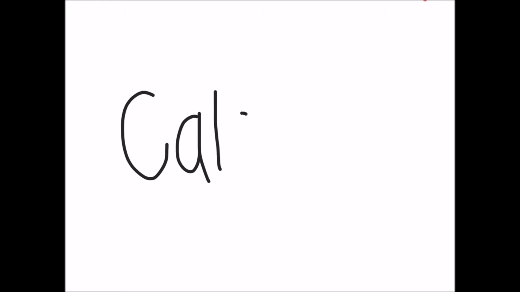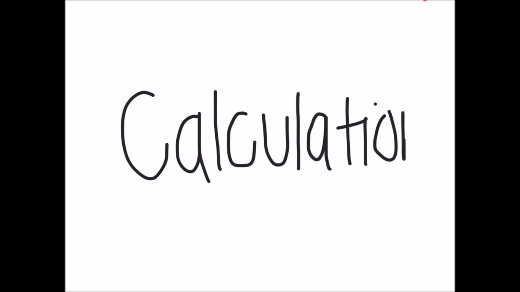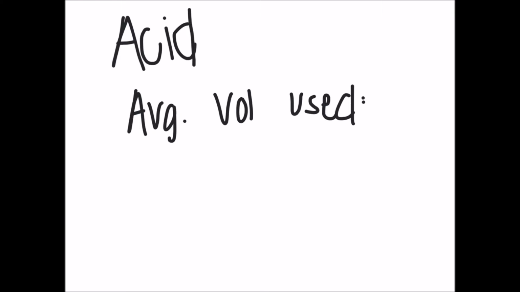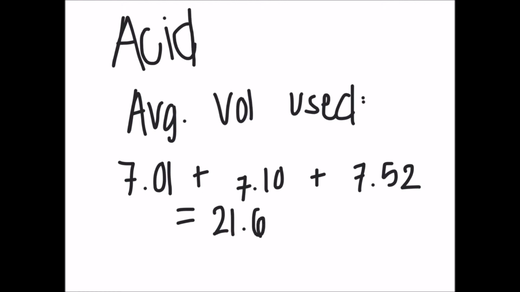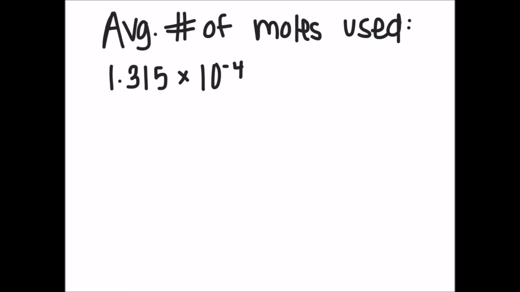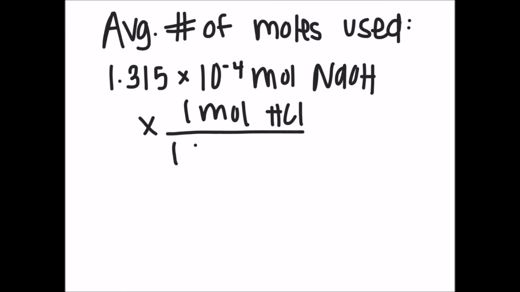Now we are going to discuss the calculations for this lab. We are using the numbers from acid A. First, we're going to find the average volume used. You take the 3 volumes you got, add them up, and divide by 3. Now we're going to find the average number of moles used. You have to take the molarity from the base to find this.